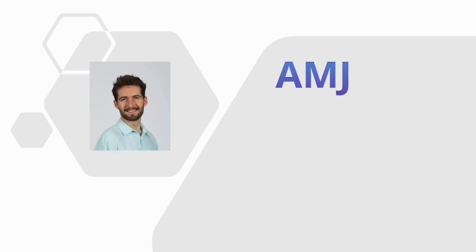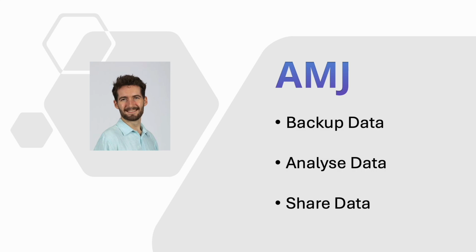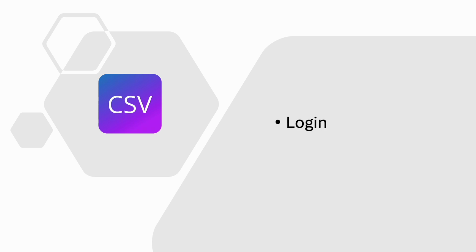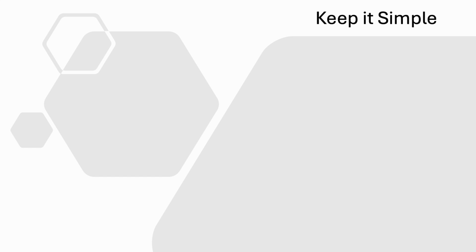We work with businesses to help them reliably back up their data, analyze their data, or share their data with their customers and users. We do this by providing apps like CSV Getter. CSV Getter is an online app that lets you log in, connect to or upload your data, and create an export URL to send that data wherever it needs to go. We believe that some really cool apps and systems can be made by keeping things simple.